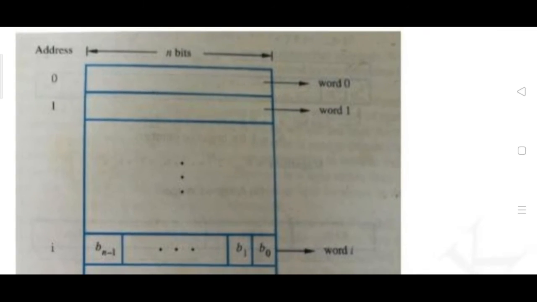So word of 0, word of 1, word of i, and word of 2 to the power k minus 1 is the last one as per this. So the first row is identified with address 0 on the leftmost side. Check the address value, hope it is visible. The address of the first row, the leftmost value, is 0, which is marked as word 0. As you can see, n number of bits are there in each row. This is the word length, n bits is called the word length.